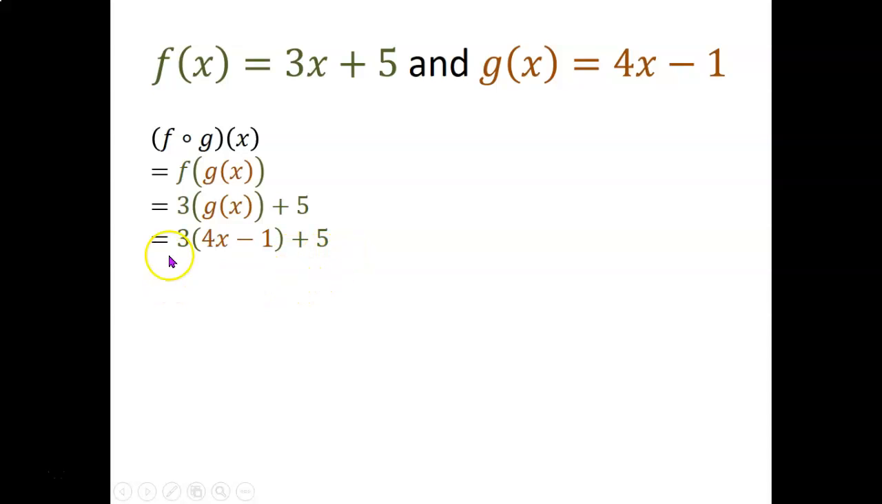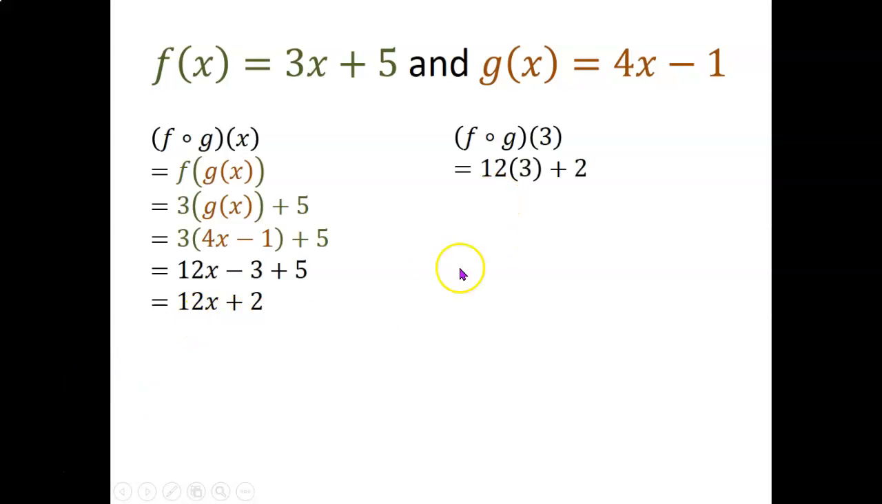Now we can simplify that because if we multiply out 3 times 4x minus 1, we get 12x minus 3. So we're looking at 12x minus 3 plus 5, which is 12x plus 2. So what's f composed with g of 3? Well, since we have a formula for f of g of x, we can just take that formula and put 3 in for x. 12 times 3 plus 2. Well, 12 times 3 is 36, and 36 plus 2 is 38.